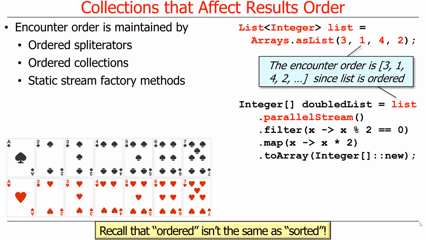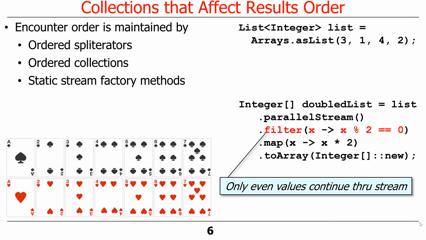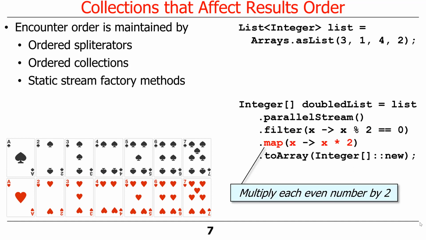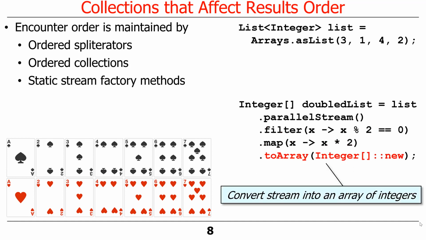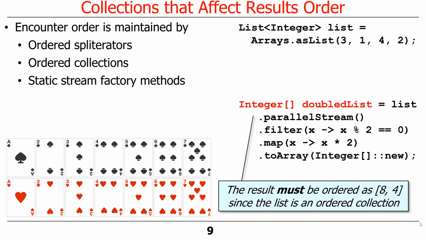So when we say list.parallelStream, this source is an ordered collection. Not sorted, but ordered. And what we do now is we filter out the odd numbers. We only let even numbers through. We then multiply every number by 2. We double it. And then we call a terminal operation called toArray that will create an integer array, and it'll store the results into this thing that we call doubled list, because we doubled each of the elements that were even. Probably should be called even doubled list.